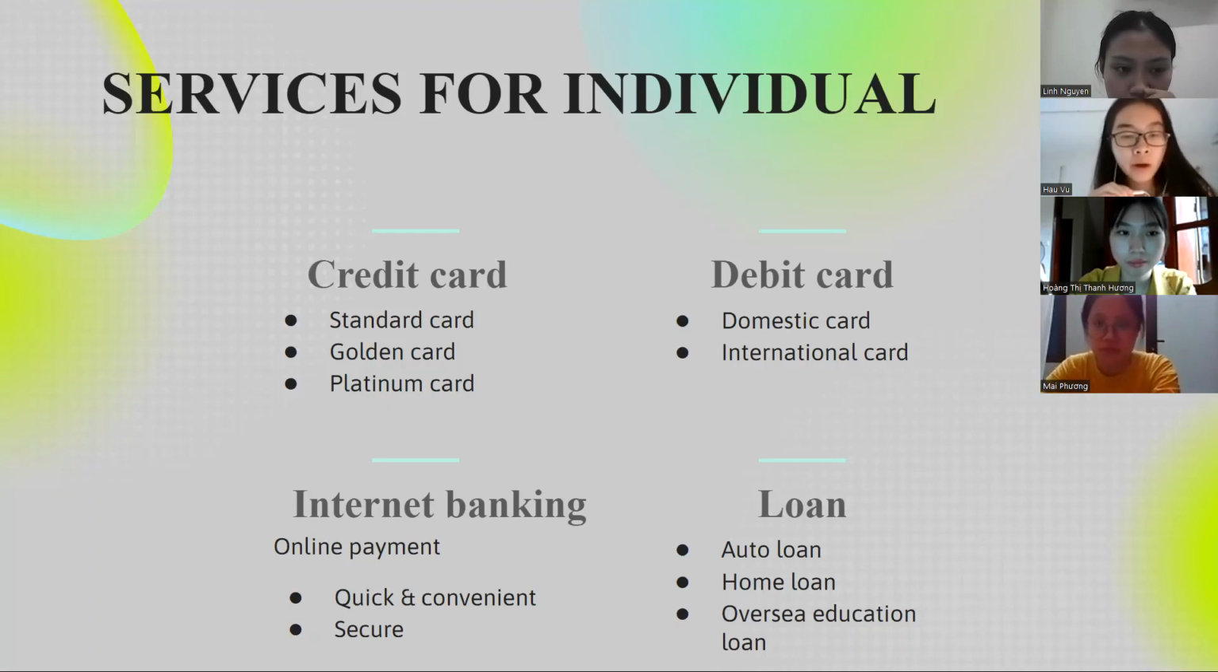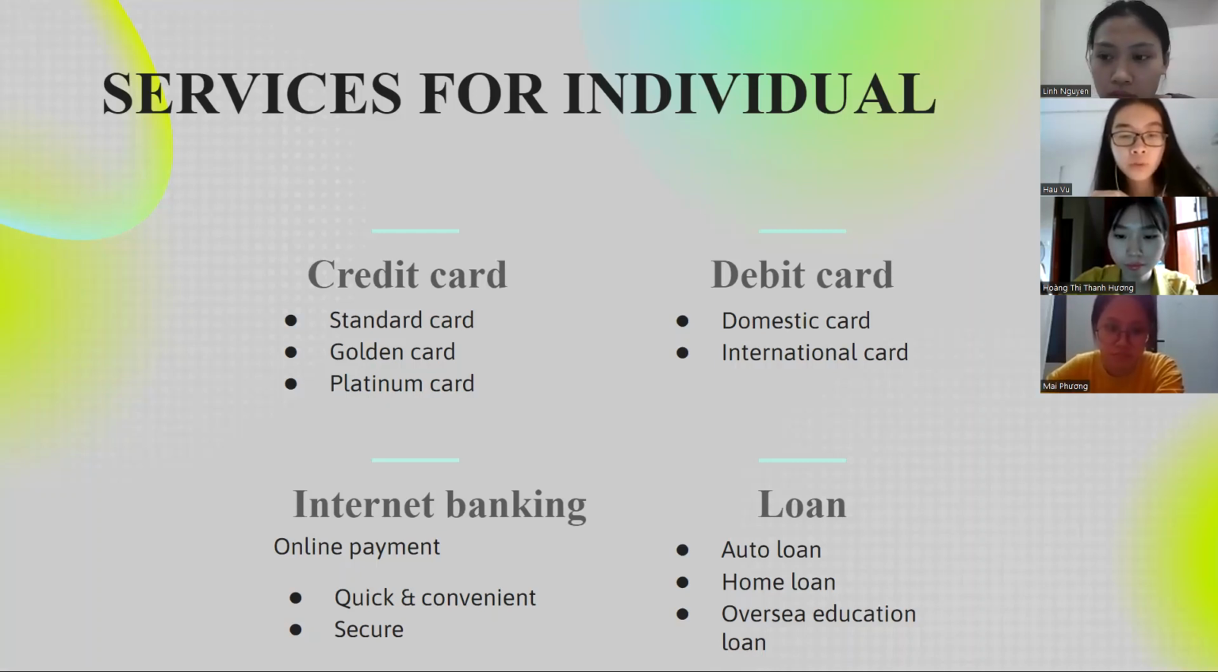categorizes debit cards in two types: the domestic debit card and international debit card. The domestic debit card, you can only use a smart card. And for international debit card, customers can register in one of three classes: standard, gold, and platinum. For the internet banking, it offers customers online payment more quickly, convenient, and secure.